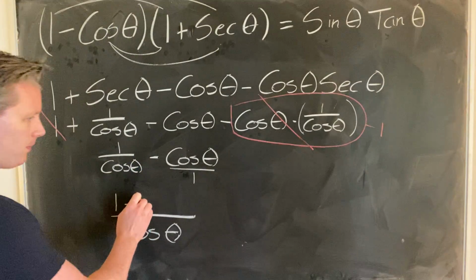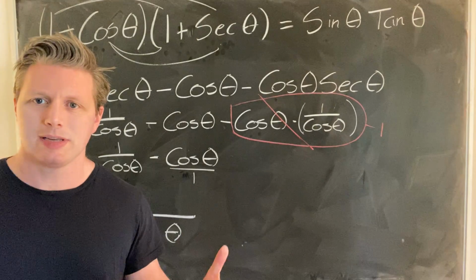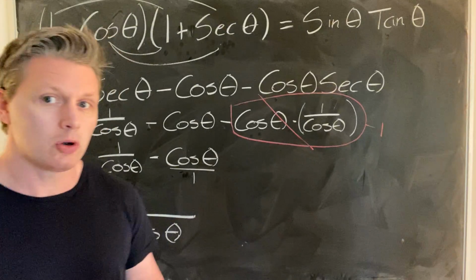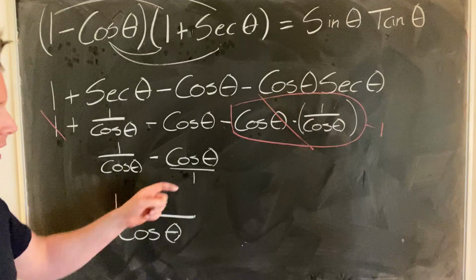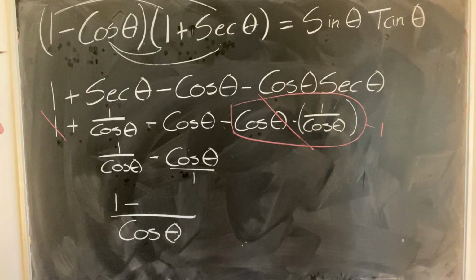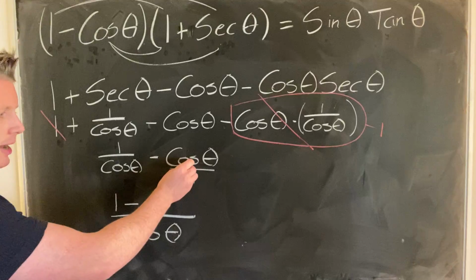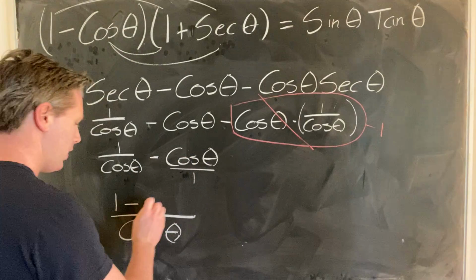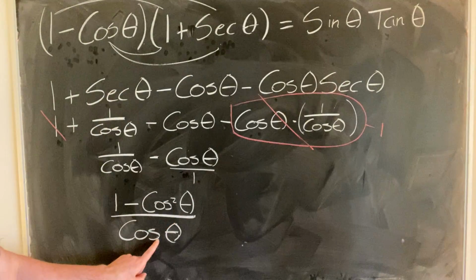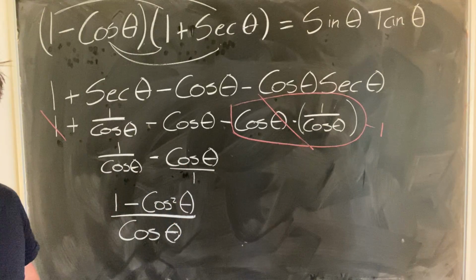I have a minus here. How many times does 1 go into cosine theta? Well, how many times does 1 go into 10? 10 times. How many times does 1 go into a million? A million times. How many times does 1 go into x? X times. How many times does 1 go into cosine theta? It goes in cosine theta times. And so 1 into cosine theta, which is cosine theta times cosine theta, is cosine squared theta.